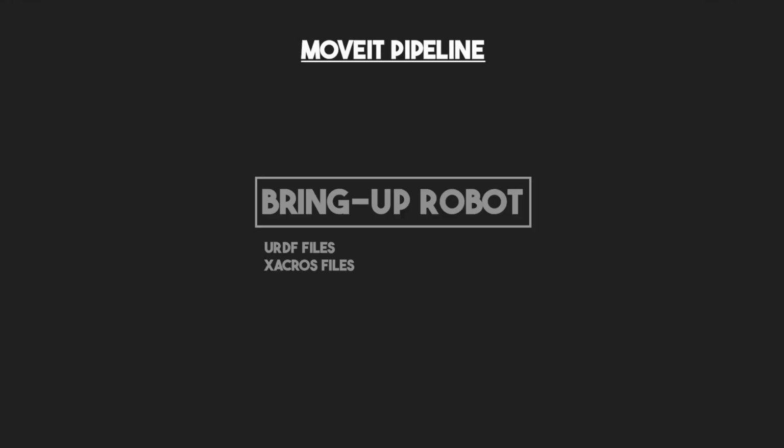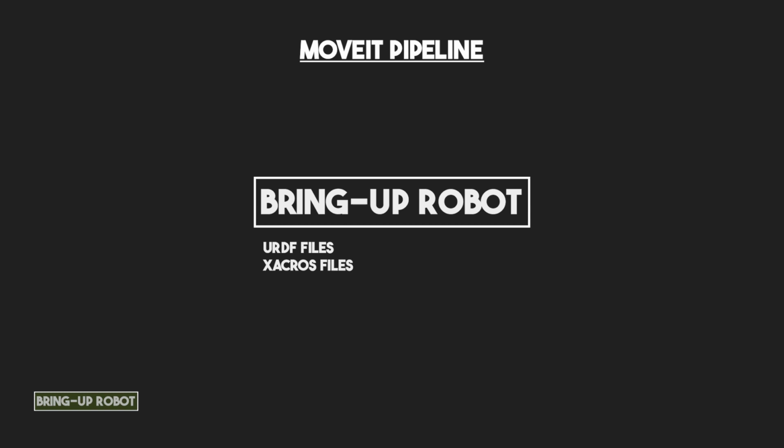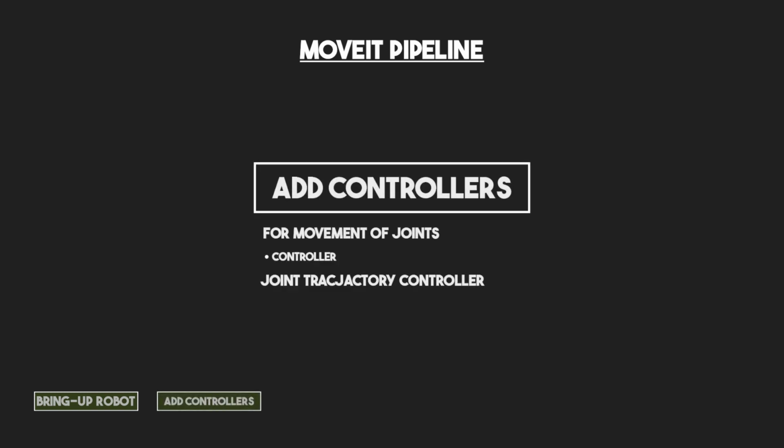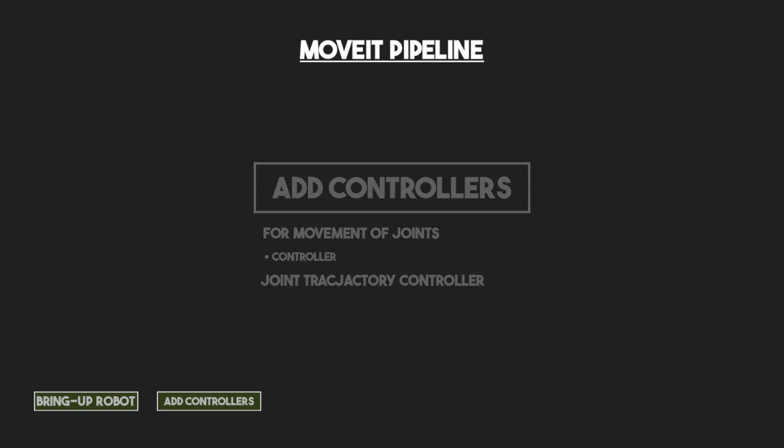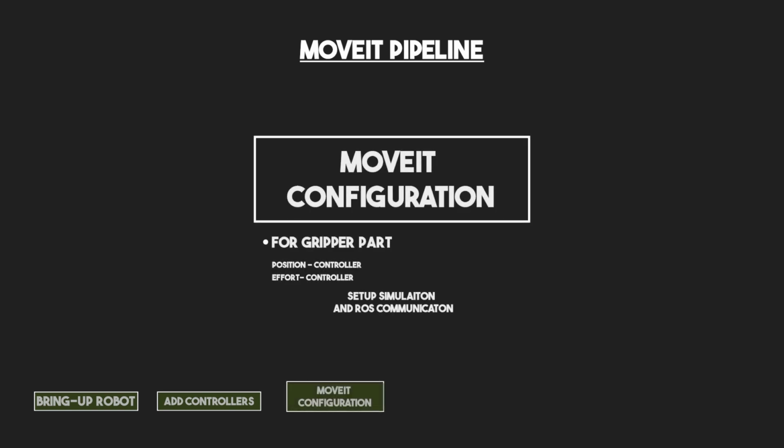in the simulation and perform all of the kinematics and inverse kinematics solutions. We bring the robot into the environment, which is mostly done through URDF or Xacro files. We then add controllers into the robot so we can move the joints in the simulation. Once the controllers are set, the most popular one being the joint trajectory controller, we then move towards MoveIt configuration. For the gripper part, we set a position controller or effort controller.